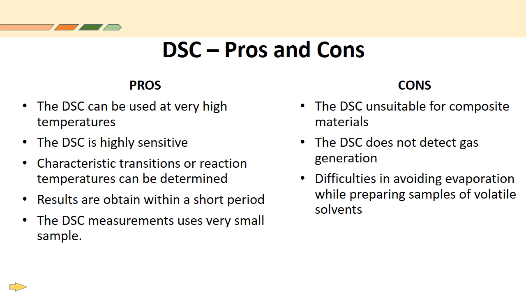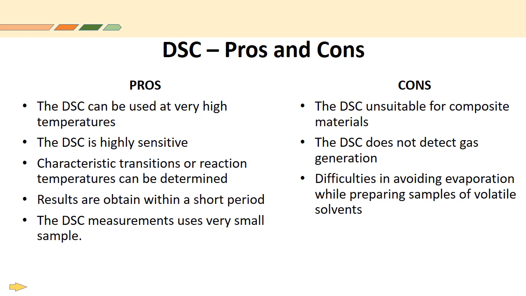We want to talk about now the advantages and disadvantages, which are the pros and cons of DSC. DSC can be used at very high temperature. DSC is highly sensitive. Characteristic transitions or reaction temperatures can be determined. Results are obtained within a short period. This is why it has become one of the frequently used methods in determining the enthalpy of a substance. Then DSC measurement uses a very small sample. You don't need a very big sample to obtain a very good result. A small sample is enough.